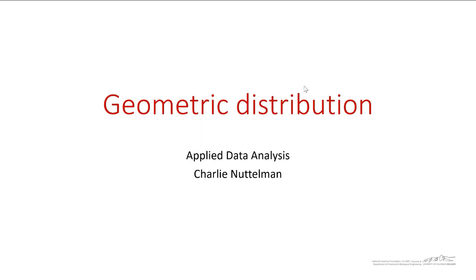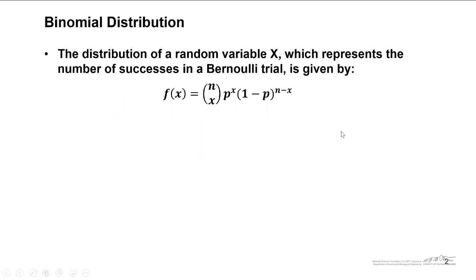There are many other types of discrete probability distributions. The geometric distribution is another such distribution. Before we talk about the geometric distribution, let's first review the binomial distribution because they're both somewhat related.